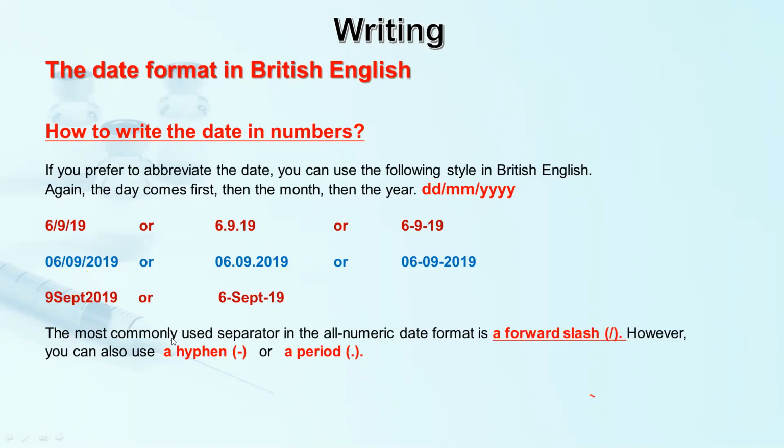You must commonly use a separator in all numeric date formats, like forward slash, hyphen, or period. All are acceptable in English, like this one, forward slashes, this one, periods, and this one, hyphens. 6 September 2019. This is regarding how to write the date in British English.